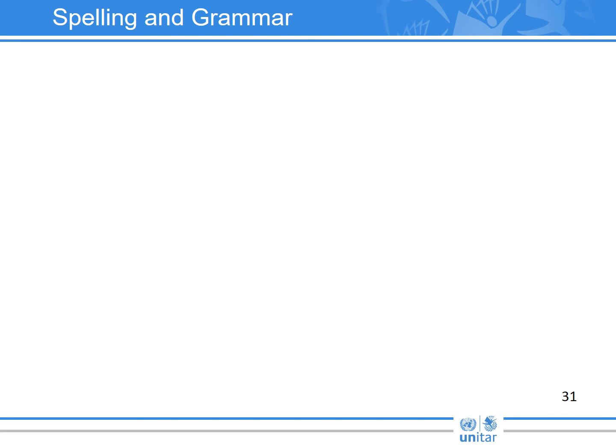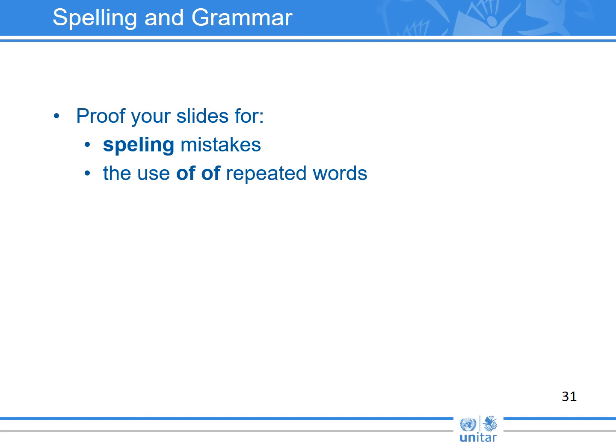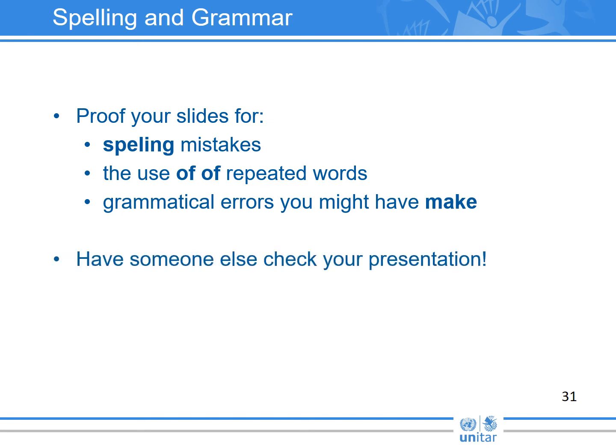Second last point now, spelling and grammar. Proof your slides. Get someone outside your group, like maybe your coach, your mentor, someone else, your ARP, because you can get so close to it that you miss spelling mistakes like this one. You miss that you've repeated words like of in this one, and grammatical errors are easy to make. This one's got the wrong tense. It should say grammatical errors you might have made. So again, ask someone outside your group just to check in and make sure that everything's polished and professional.